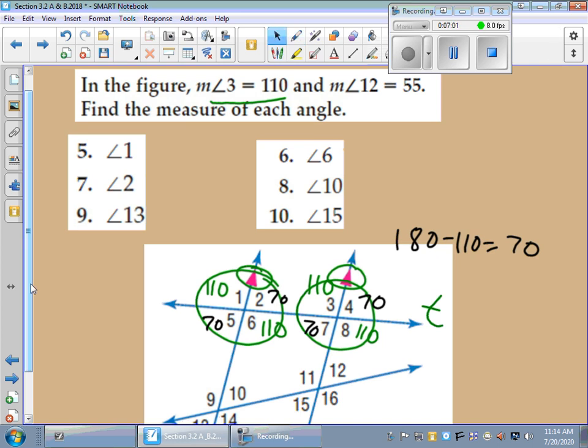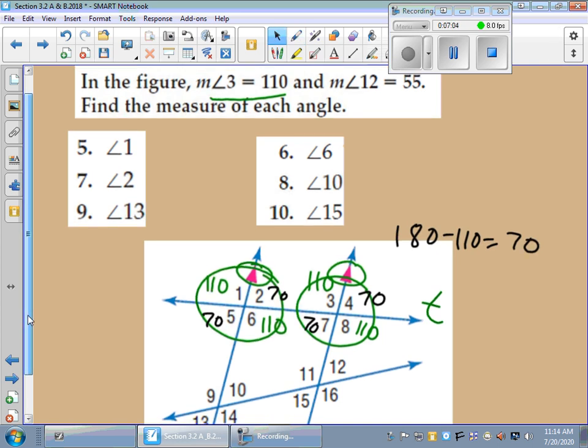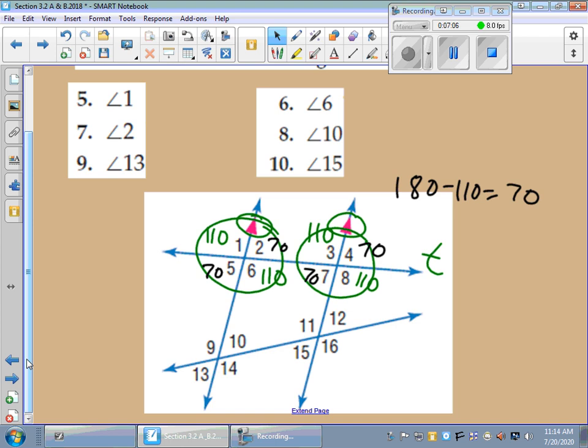Now I want to go to the other two clusters, and I want to use that angle 12 is 55. So let's find all of the angles that are 55. Well, 12 and 15 are vertical, so they're both 55. 12 and 13 are alternate exterior, they're 55. 13 and 10 are vertical, those are 55. Now I want to find the rest of them, so I'm going to go 180 minus 55, and that's 125. So all the rest of the angles in this cluster are 125.